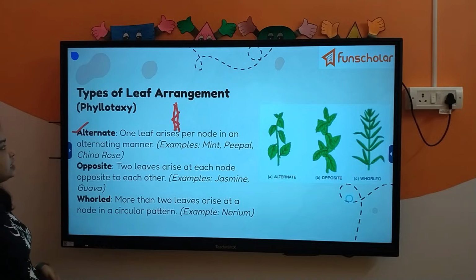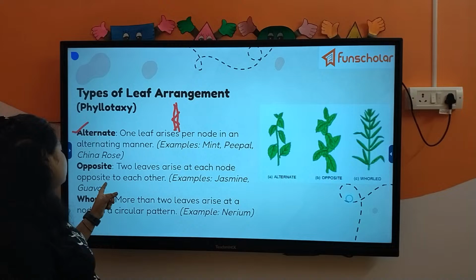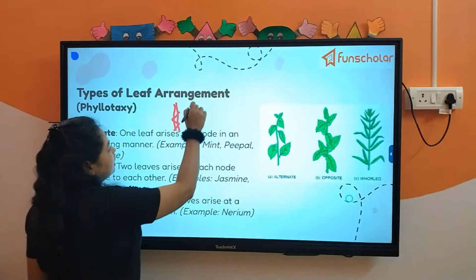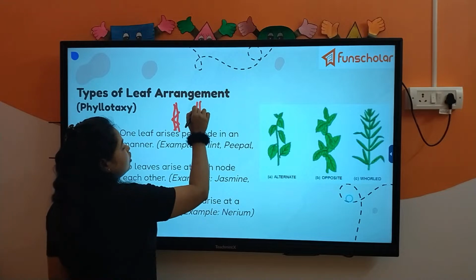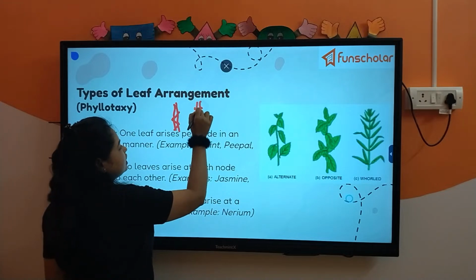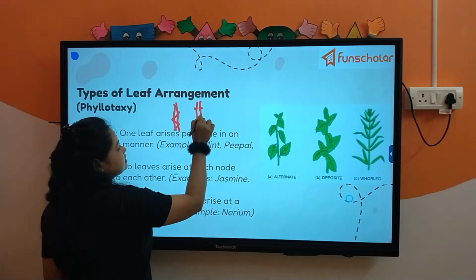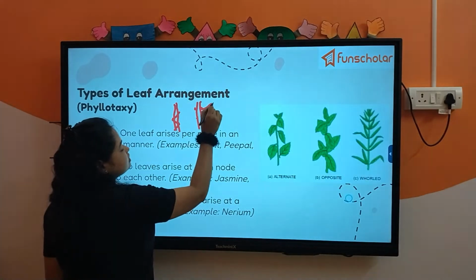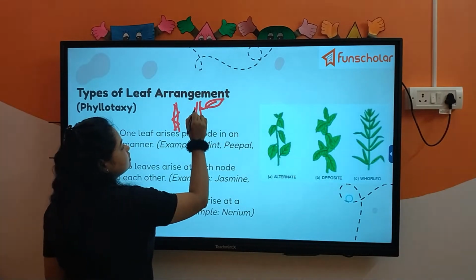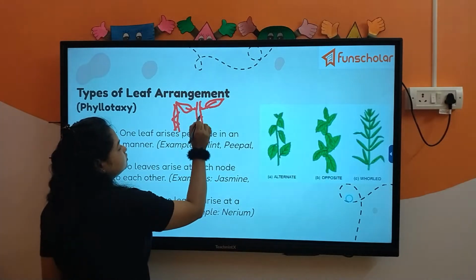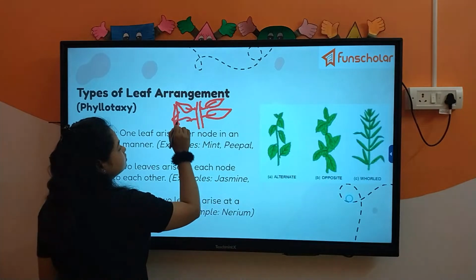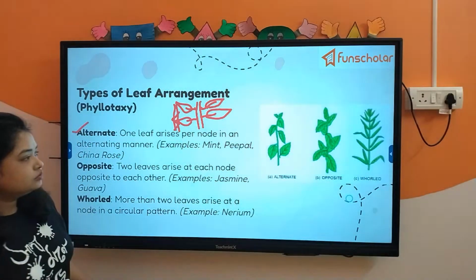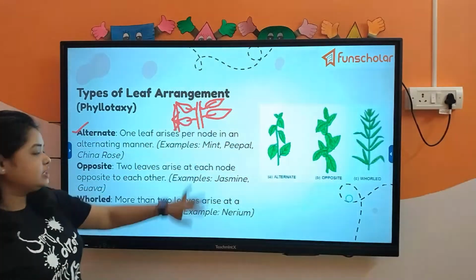Then we have opposite phyllotaxy. That means two leaves will arise at each node opposite to each other. Again, suppose this is the stalk. So on one side there will be a node, another side there will be a node, again this side, again this side. Now from this node the leaves will appear, right? So on the opposite sides.